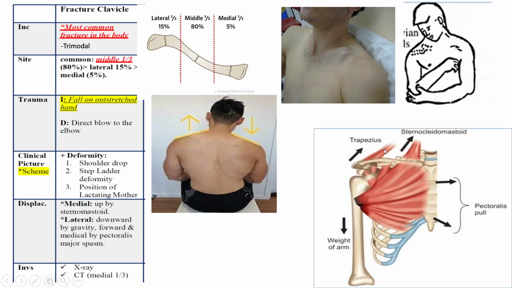Number 1, the sternomastoid pushes the medial part upwards, and that's why the patient here will choose to bend the neck to relax the sternomastoid and stop the upward pressure by the sternocleidomastoid. The lateral part is pushed downward by gravity and by the weight of the arm, and it's pushed forward and medially by pectoralis major.